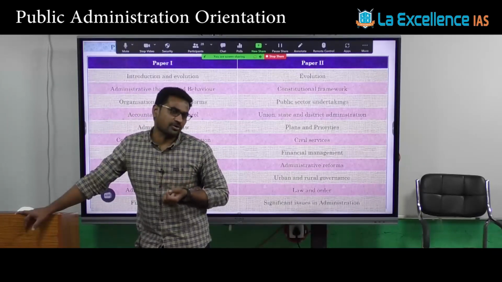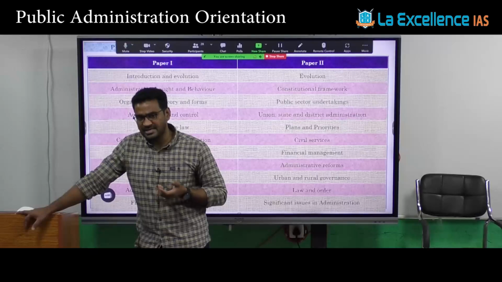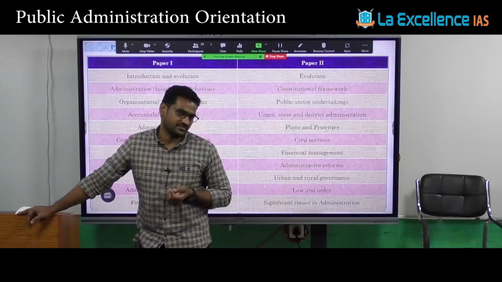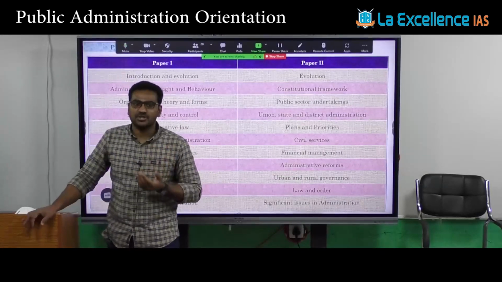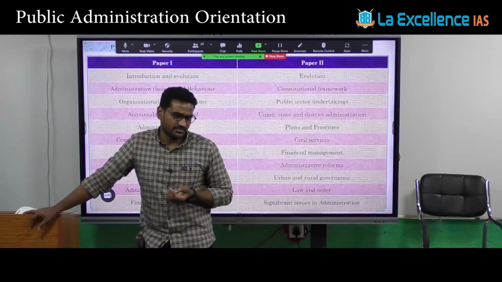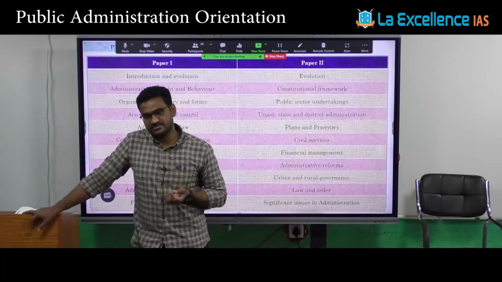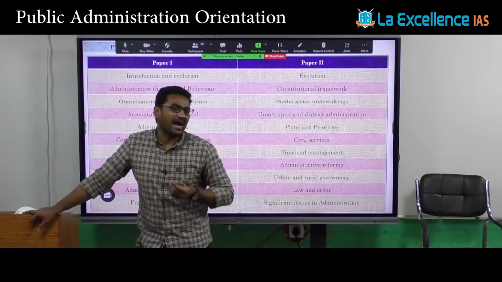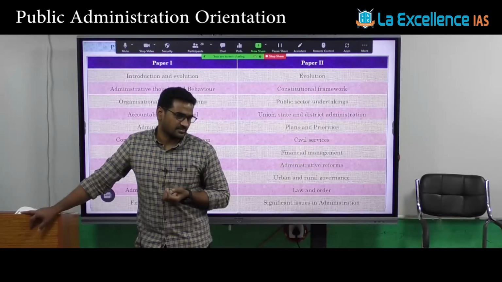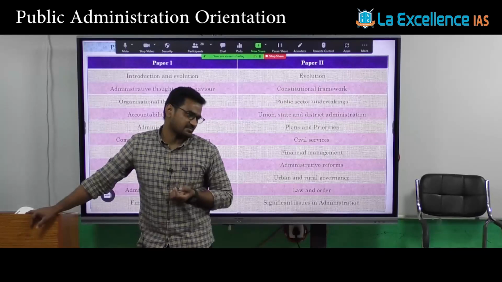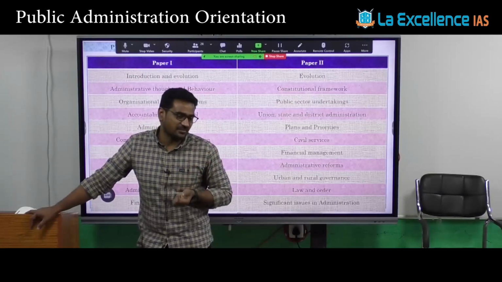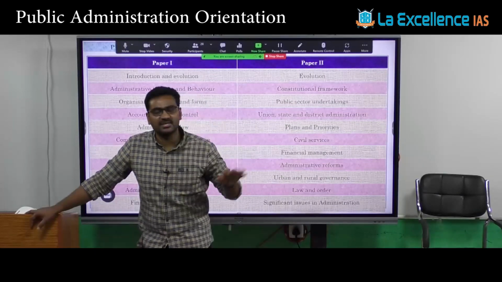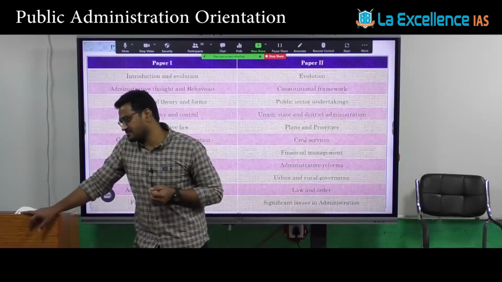And the most important and interesting topic in paper 2 is law and order administration. Every one of you has some perception towards police. Yes or no? Good or bad? Most of the people have a bad perception towards police. Why is this perception there? Right? There is no professionalism in police. This is the basic perception which people have.